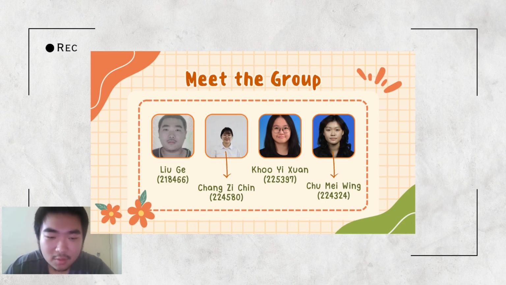To start things off, the first member will be me, Liu Ge, matrix number 218466. The second group member will be Chang Zi Chin, matrix number 224580. The third group member will be Khoo Yin Xuan, matrix number 225397. The final group member will be Chu Mei Wing, matrix number 224324.